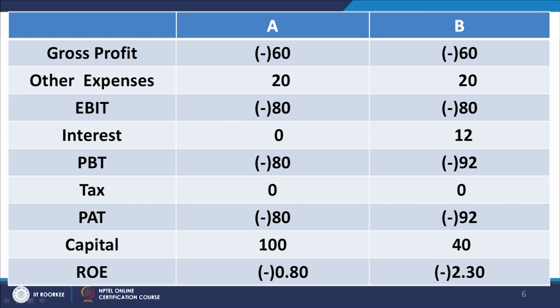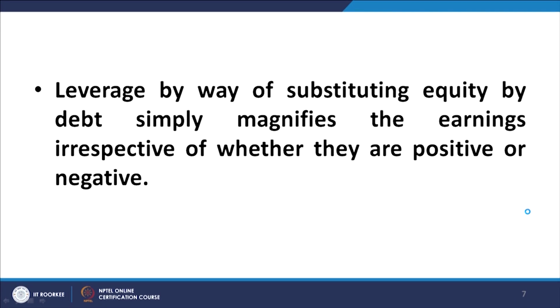Not only are profits magnified, not only is the positive return on equity magnified, but also the negative return on equity is magnified. So, leverage operates both ways. It operates not only to magnify the profits, but if the company falls on bad days, the leverage also operates to magnify the losses of the company, because that interest component must necessarily be debited to the company's profit and loss account.